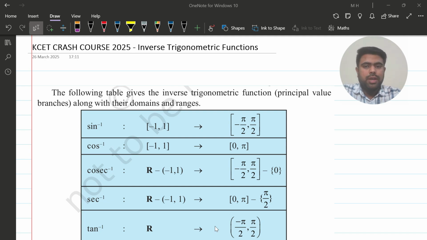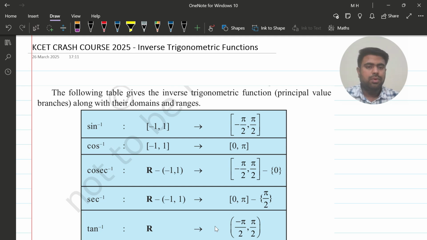In this lecture, we shall start with the chapter Inverse Trigonometric Functions. In the previous lecture, we had completed the trigonometric functions, and I hope you have solved more problems on it, and you have also revised inverse trigonometric functions. If you haven't yet revised inverse trigonometric functions, I request you to go through NCERT first and focus on the points that I'm going to mention right now.